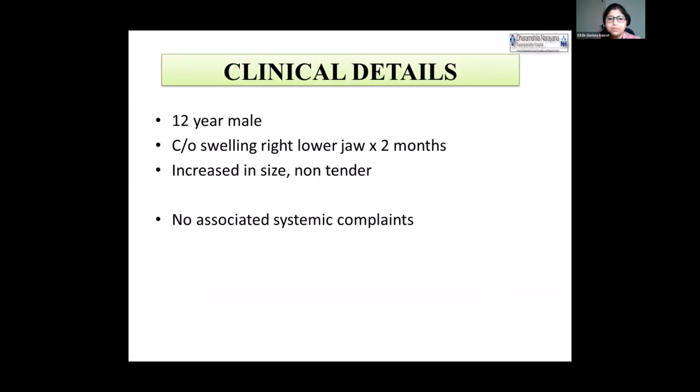So a 12-year-old male presented to us with the chief complaint of a swelling in the right lower jaw, which was present since the last 2 months. The swelling had gradually increased in size and it was non-tender. There was no associated medical history, family history, or any other systemic complaints.